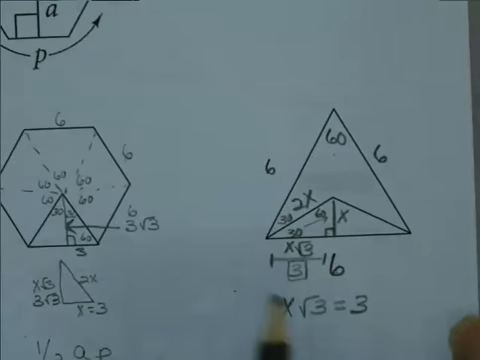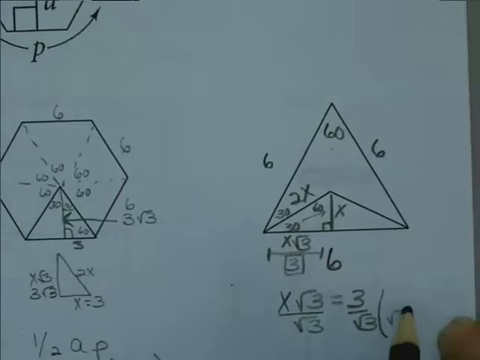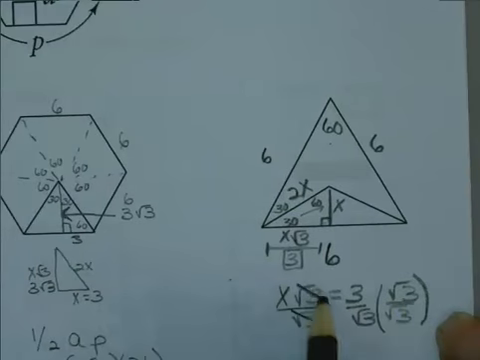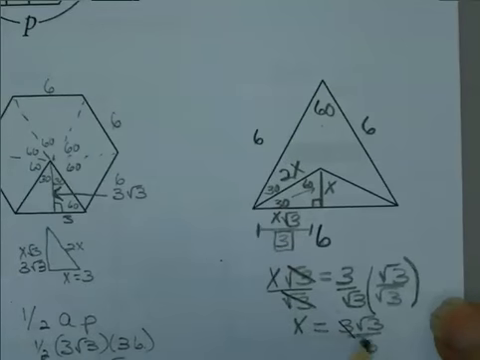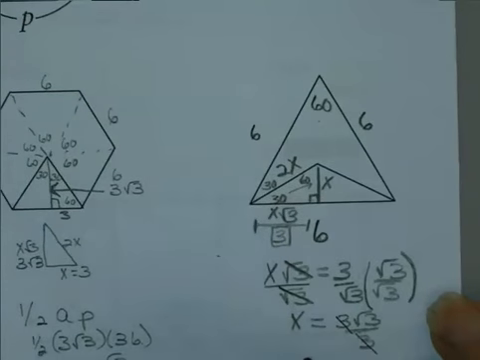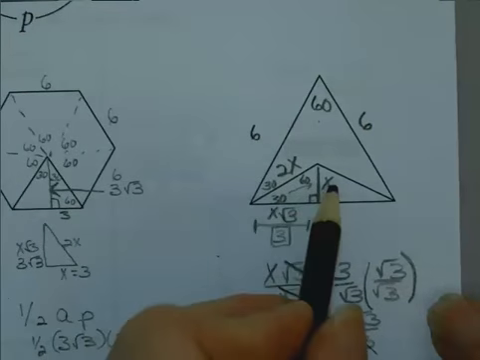Now we could go through the long way. We're solving for x, so divide by the square root of 3, and then multiply above and below by square root of 3. So x equals 3 square root of 3, and in the denominator, the square root of 3 times the square root of 3 is 3. The 3's will cancel, and you're left with x equal to square root of 3.